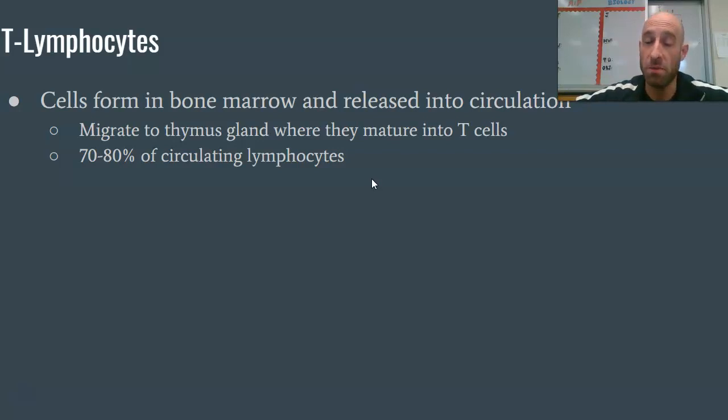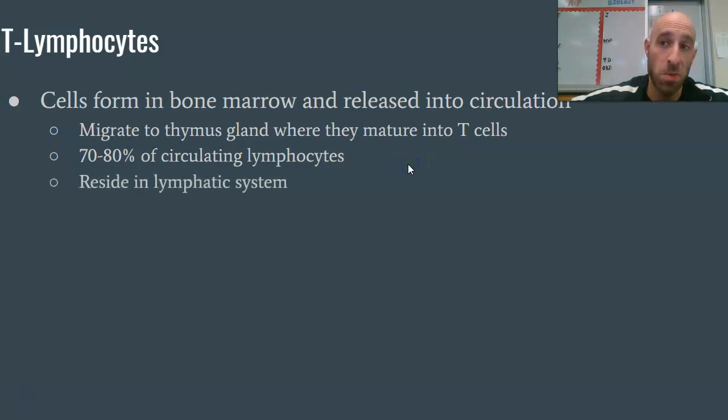So we have another type, which we're going to talk about in a minute, called the B lymphocytes. But the T lymphocytes make up close to 70 to 80% of the lymphocytes in your blood. And they also are going to accumulate and stay in the lymphatic system. So in your spleen and in your lymph nodes, that's where these are going to end up. And they're going to kind of just hang out there until they're needed.